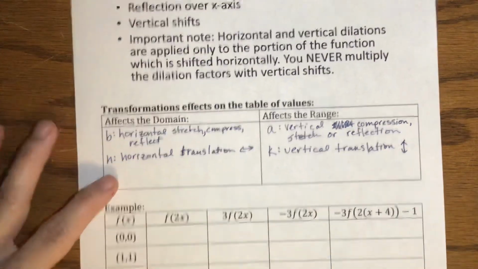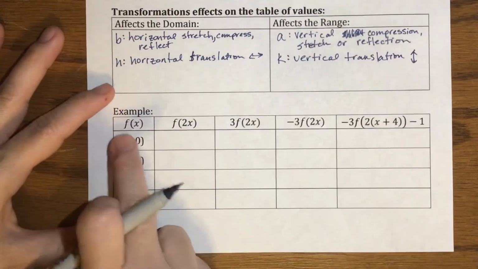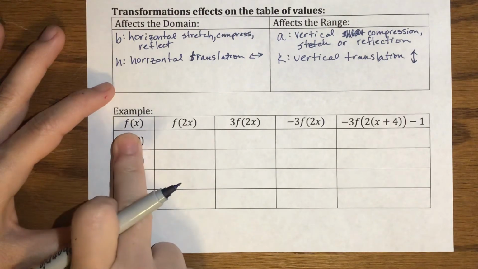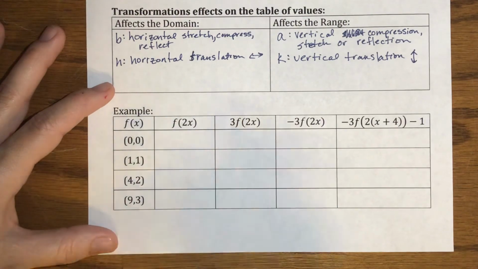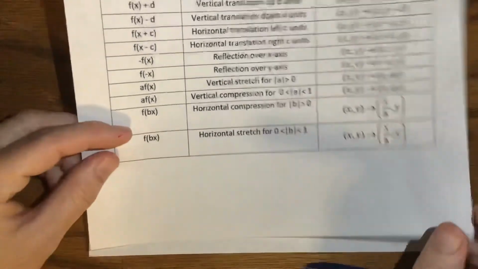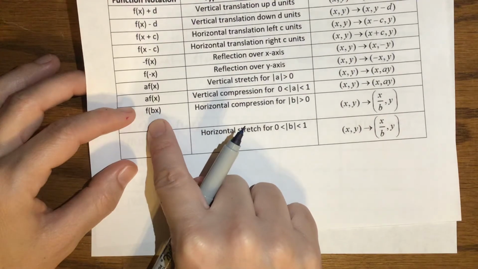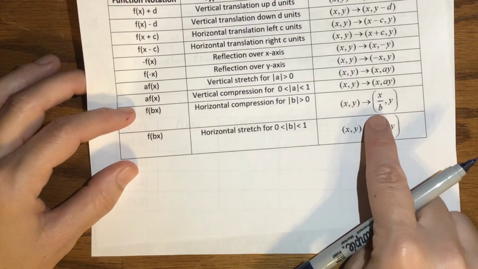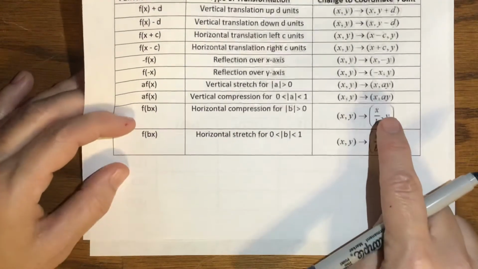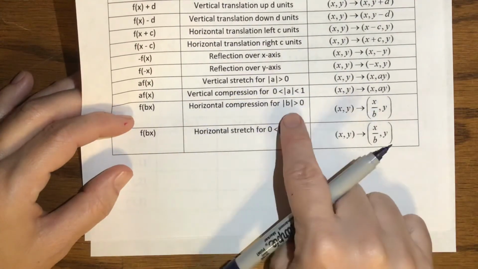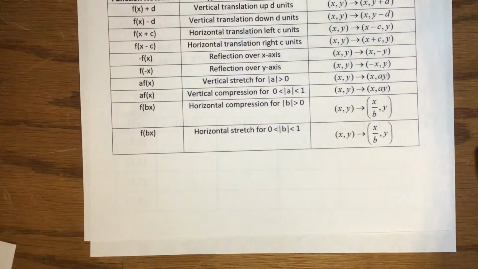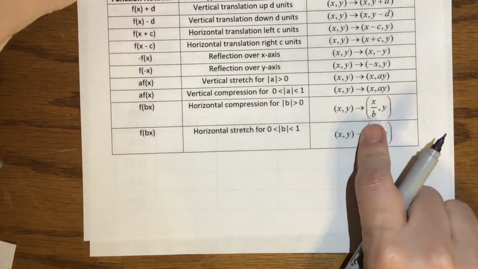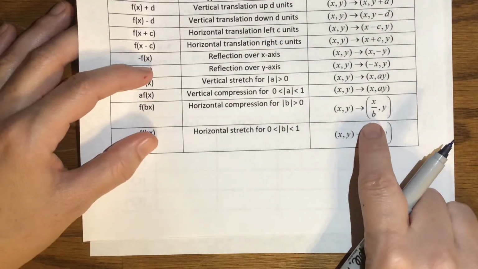Okay, so let's look at this. I'm just giving you points that are on my function. So if I do f of 2x, that's a b, right? Because it's with the x. See this right here? f of bx. What that's going to do is actually compress for b greater than 0, which it is here. It's going to compress from the horizontal, pushing in from left and right. That means the x's are going to be getting smaller.